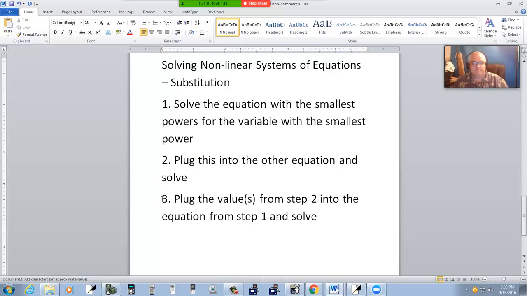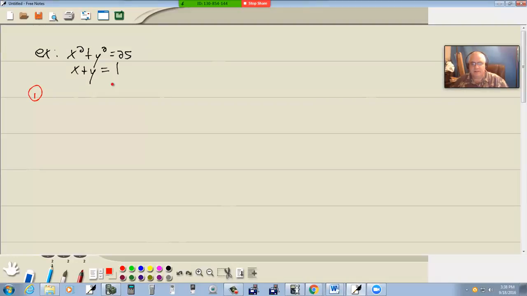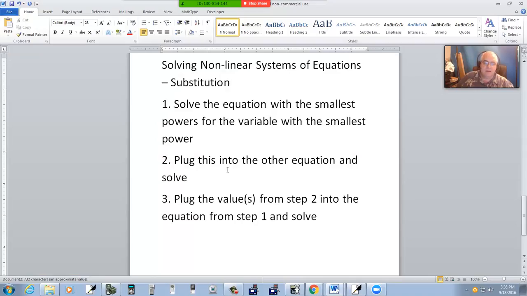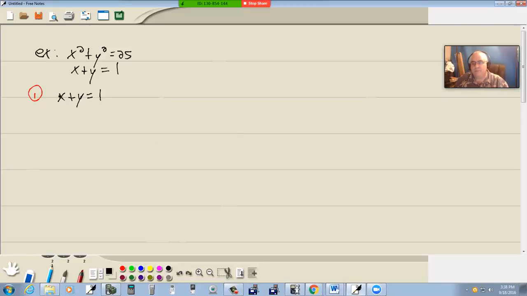This is substitution. Step 1, solve the equation with the smallest powers. Now the equation with the smallest powers is going to be the x plus y is equal to 1. They're both the first power. The other one has second powers on them. Solve this for the variable with the smallest power. Well, these are both the first power, so it doesn't matter which one I solve for. I'll solve for y. So I take the x over, and we got y is equal to 1 minus x.